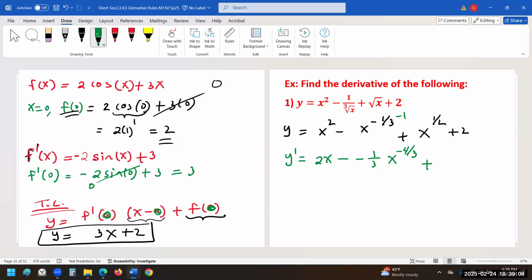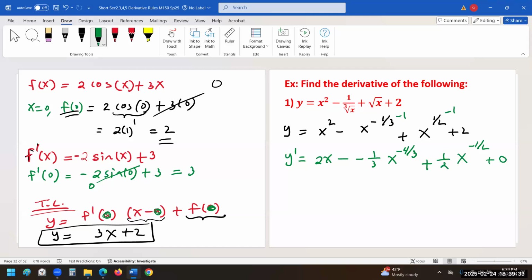Plus, same thing, power rule. Power comes down, power minus 1. So 1/2 comes down, 1/2 minus 1. X to the what power? Negative 1/2. And 2 is a constant. What's the derivative of 2? 0. Now you're happy, you're done with the derivative, but you have to make it cuter, nicer.